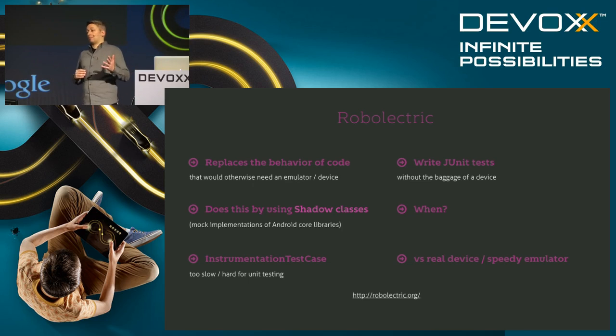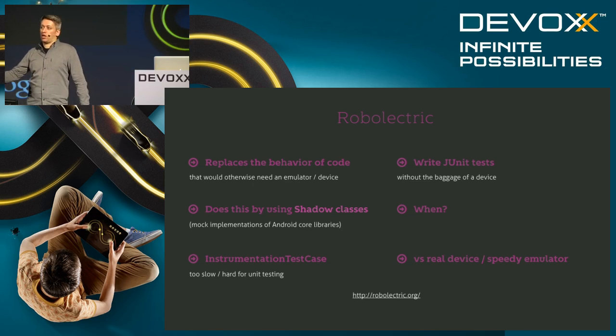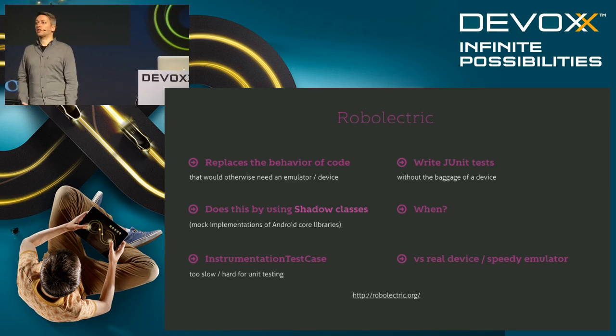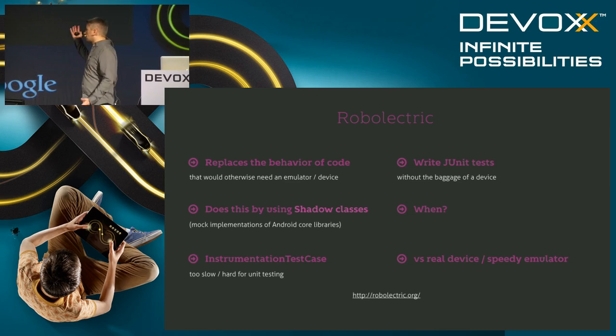You could say, if you have good emulators, like what you have now with the x86 images or emulators like Genymotion, instrumentation testing isn't really a problem anymore. It's fast enough, it's acceptable. That's something you need to decide for yourself.